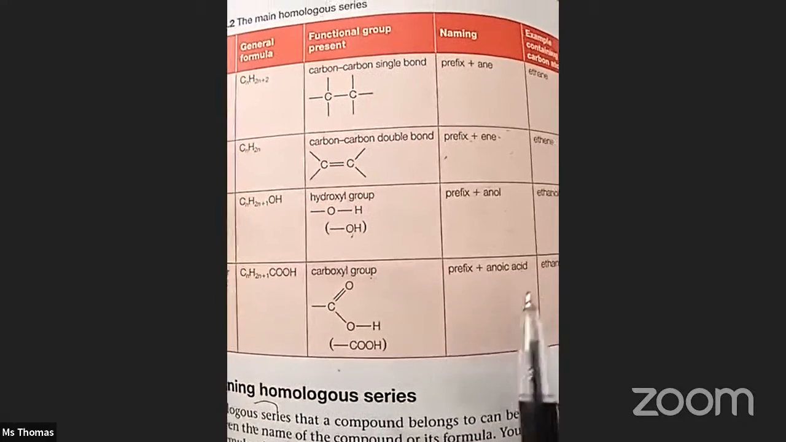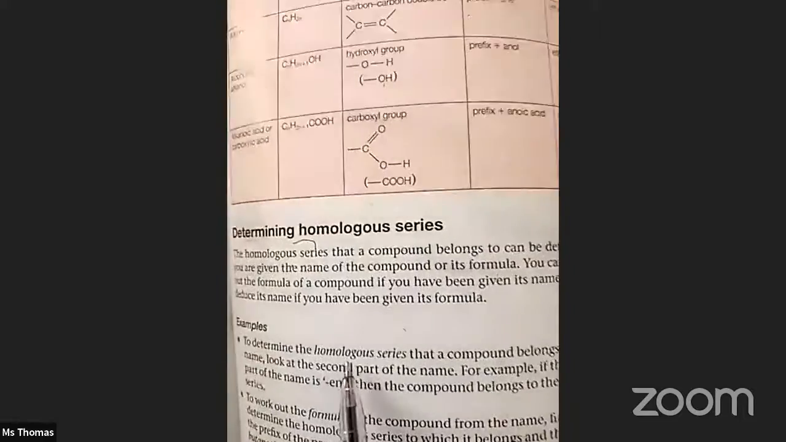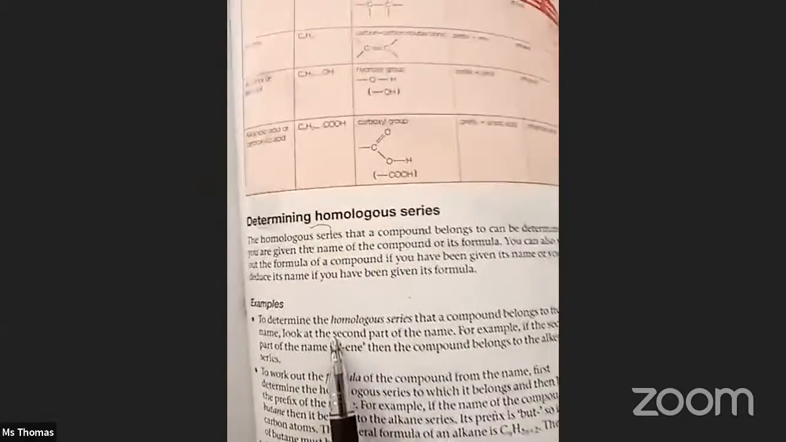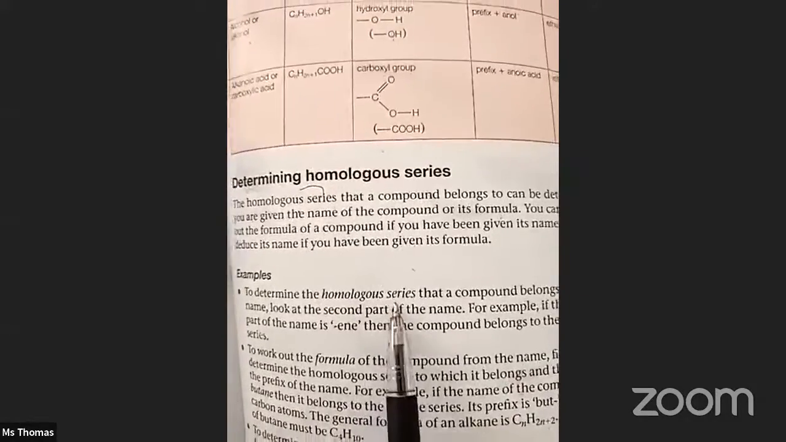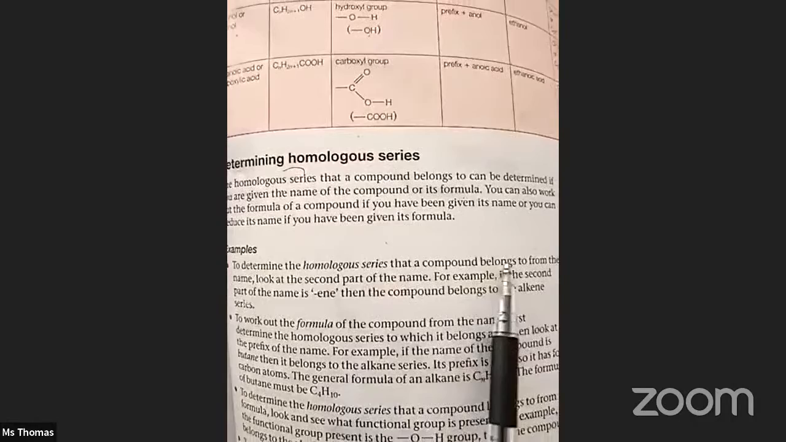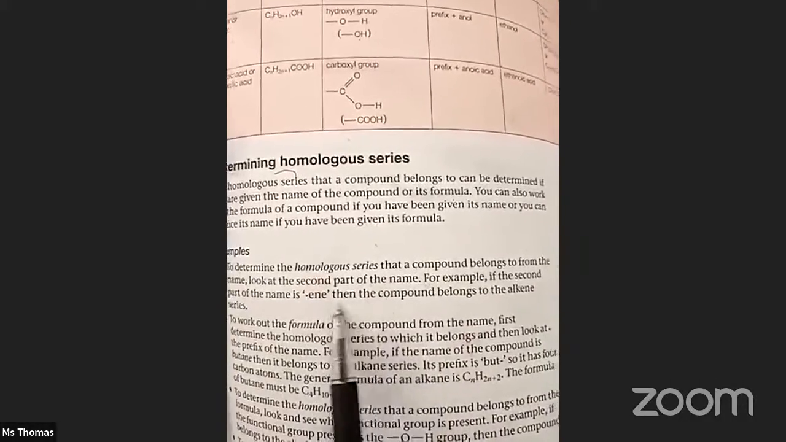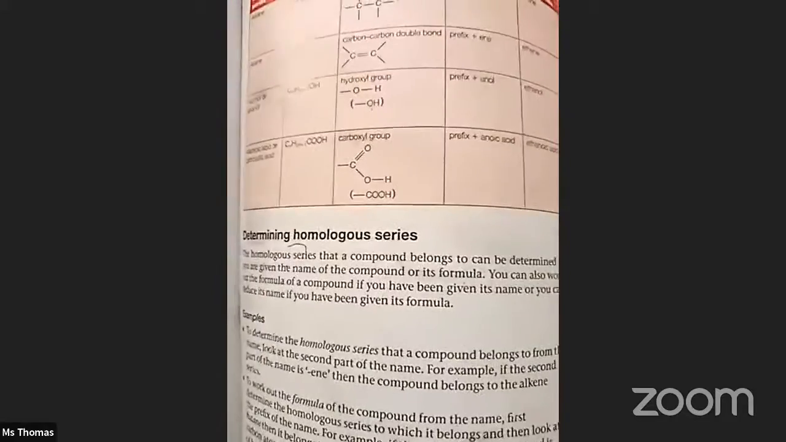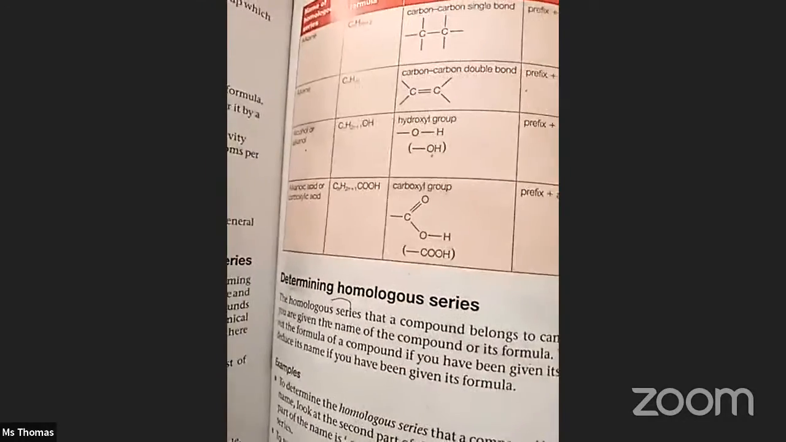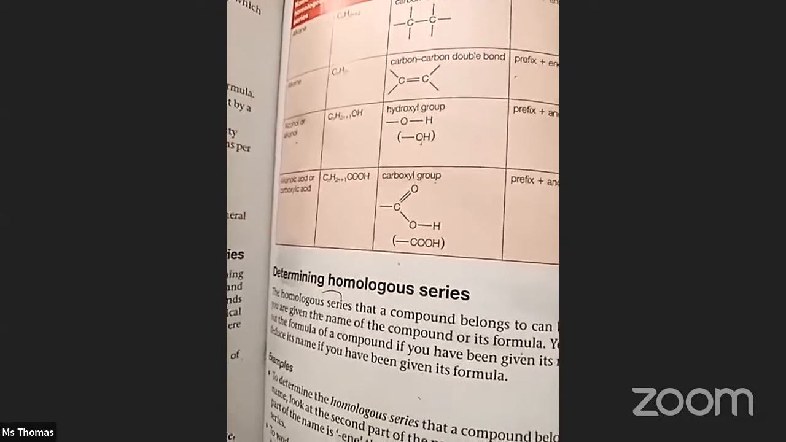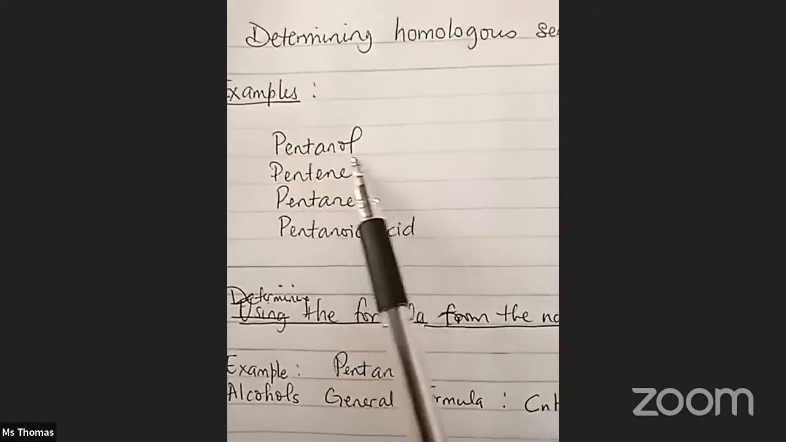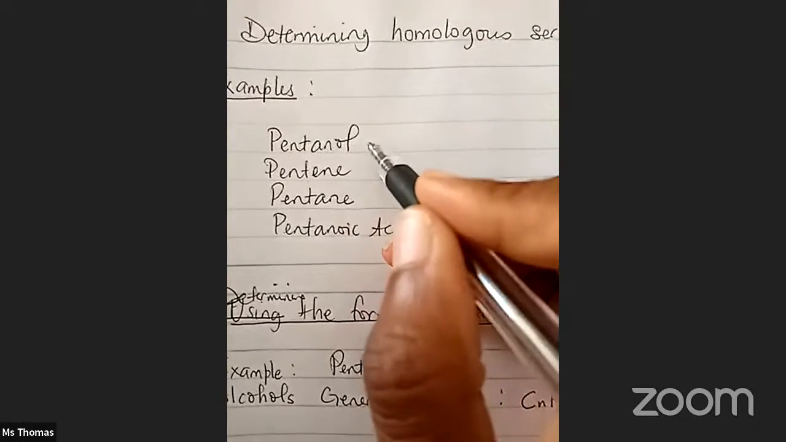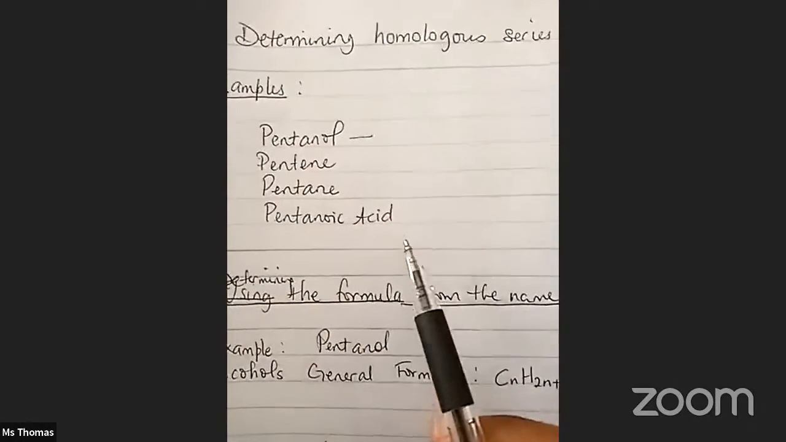All right. So now we're going to talk about when we can look at the compound and tell what homologous series it is from. So we can look at the name of the compound to tell what homologous series it is from. Let me give you a quick example. So here we have pentanol. Can you tell me which homologous series pentanol is from?